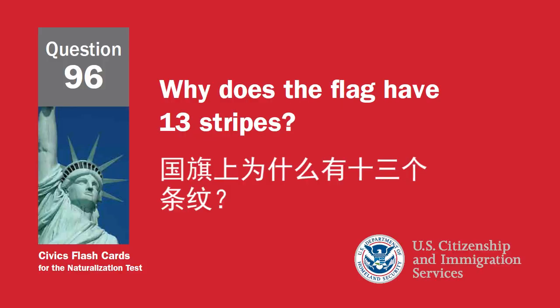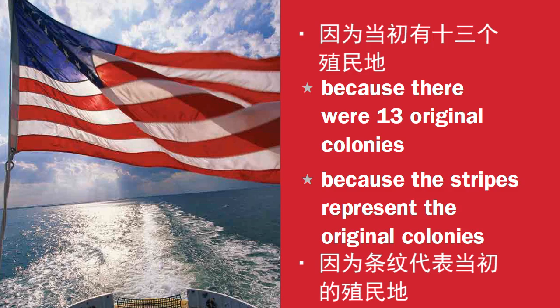Why does the flag have 13 stripes? Because there were 13 original colonies. Because the stripes represent the original colonies.